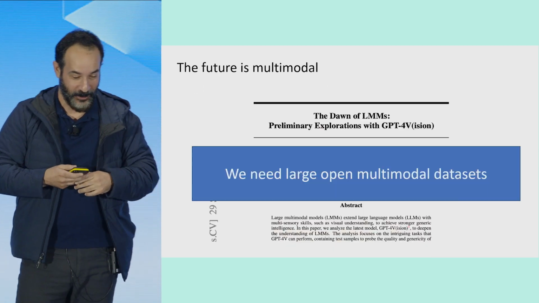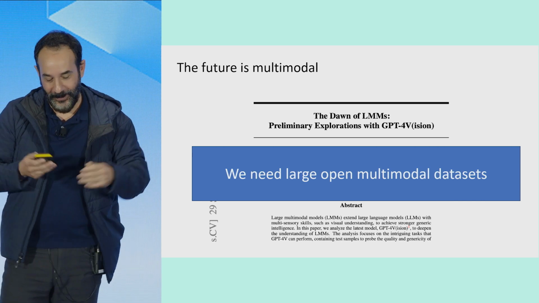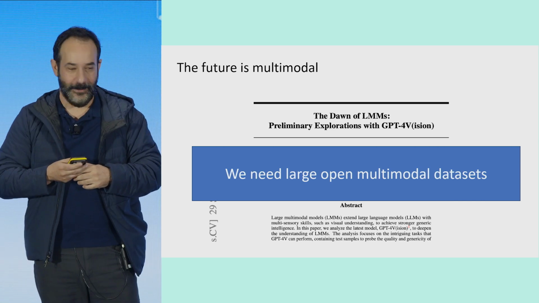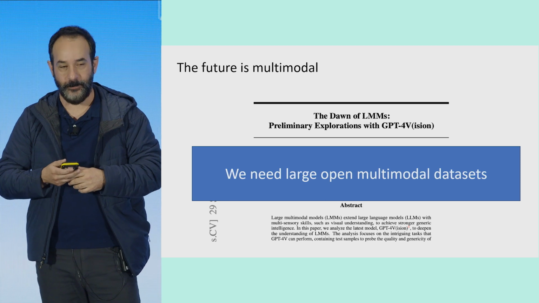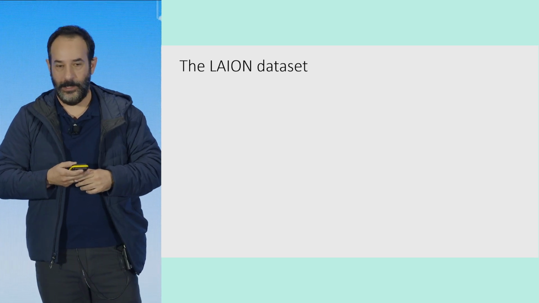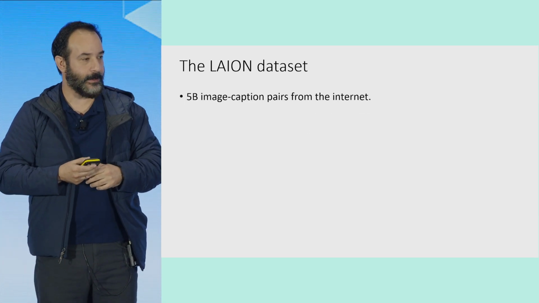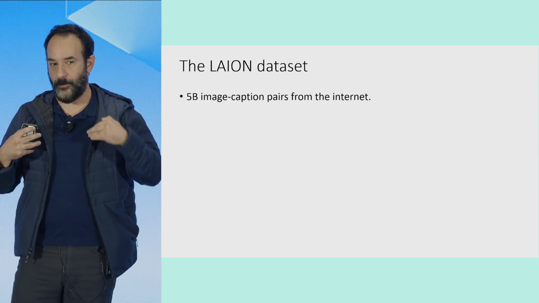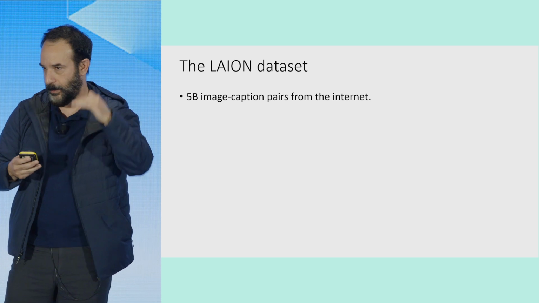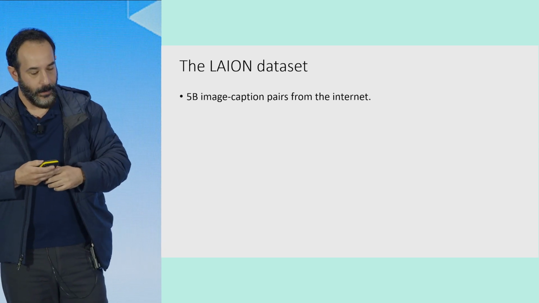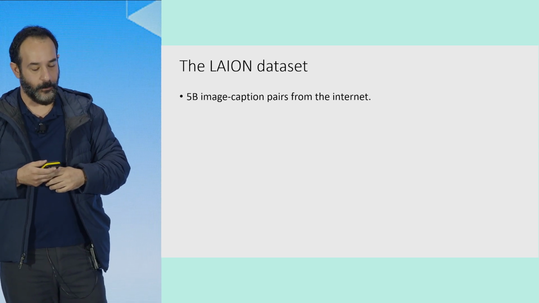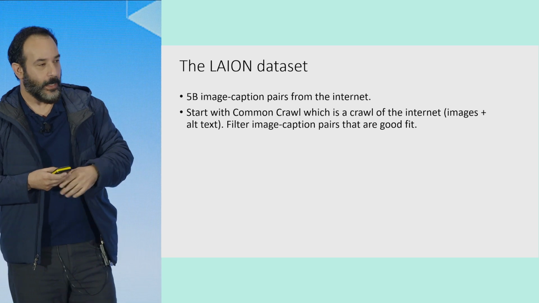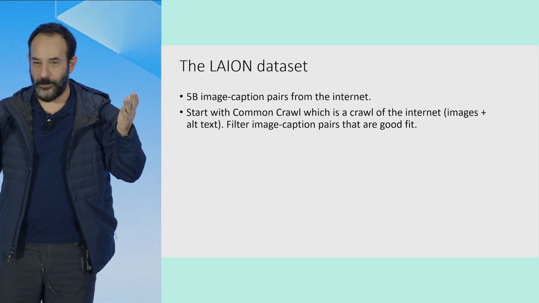it's making good progress. So what we realized in the universities is we need large open multimodal data sets. And that's where Lion enters. So Lion was this first large open multimodal data set. We didn't create Lion. This was the step where we based our project on. It is a 5 billion image caption pair from the internet. So how the hell do you find 5 billion image caption pairs?